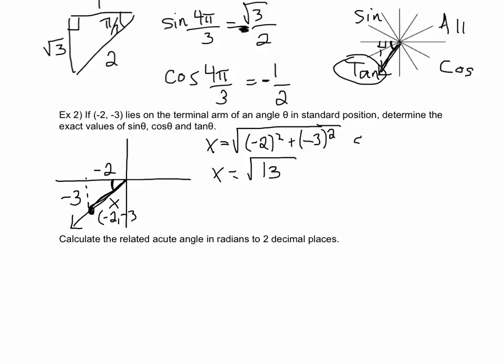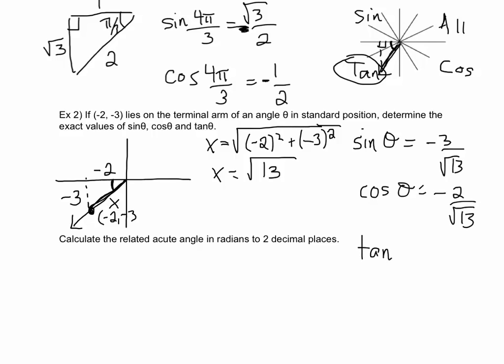Okay, so now that we've got all three sides of our triangle, we can solve for each of our trig expressions. Sine, remember, is opposite over hypotenuse, so that's going to be -3 over root 13. Cos is adjacent, so -2 over root 13. And tan is opposite over adjacent, so that's going to be 3 over 2. This is positive because we are in the quadrant where tan is positive.